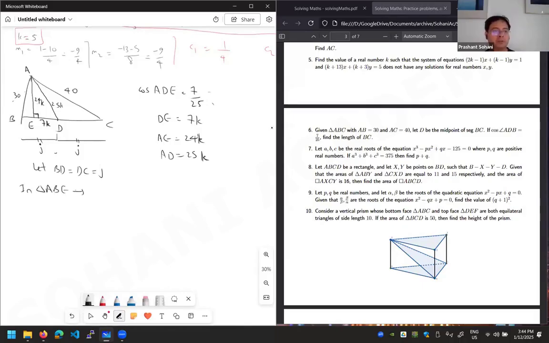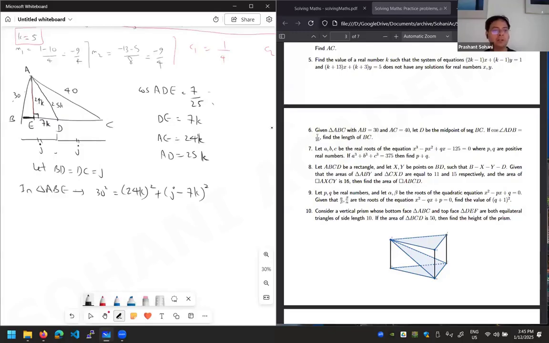In triangle ABE, by Pythagoras theorem, what I can say is 30 square is equal to, height is 24k, so it's 24k square. And what is the third side? It is BE, right? But BE is total BD, that is J minus 7k, correct? This is BE.